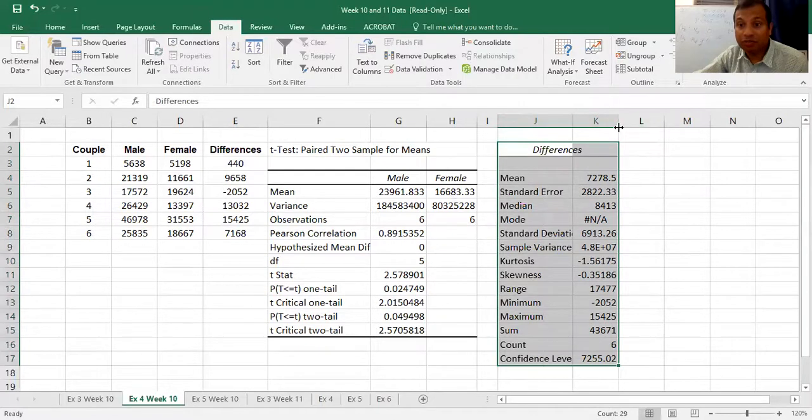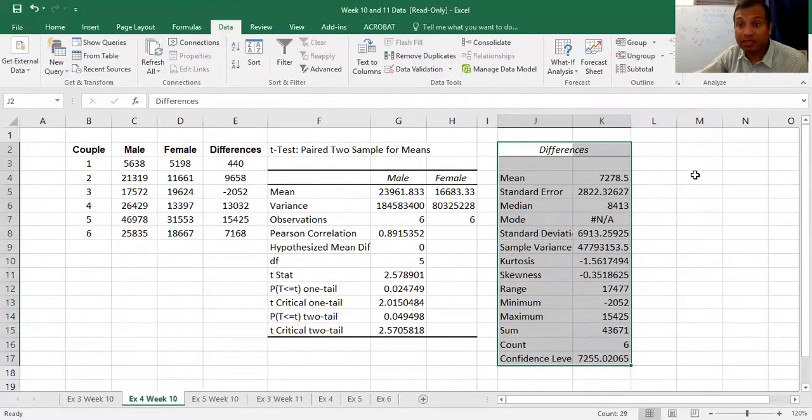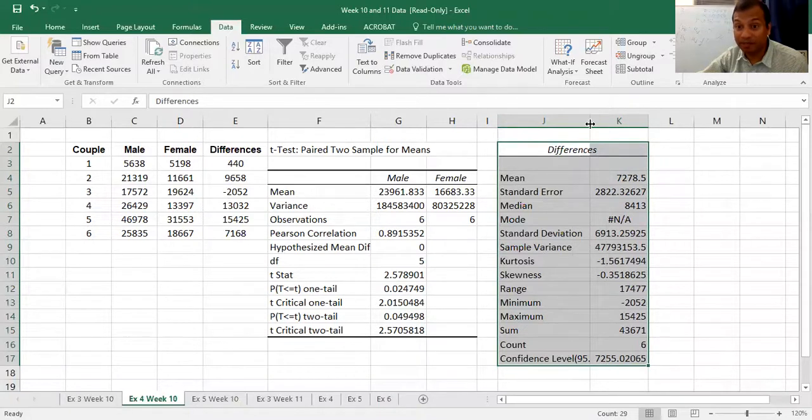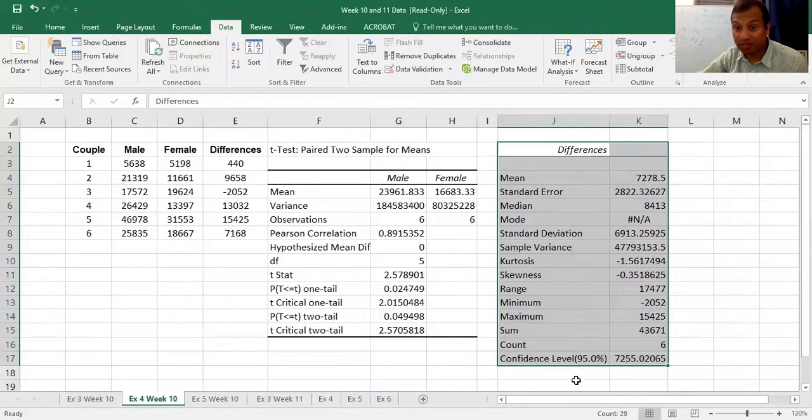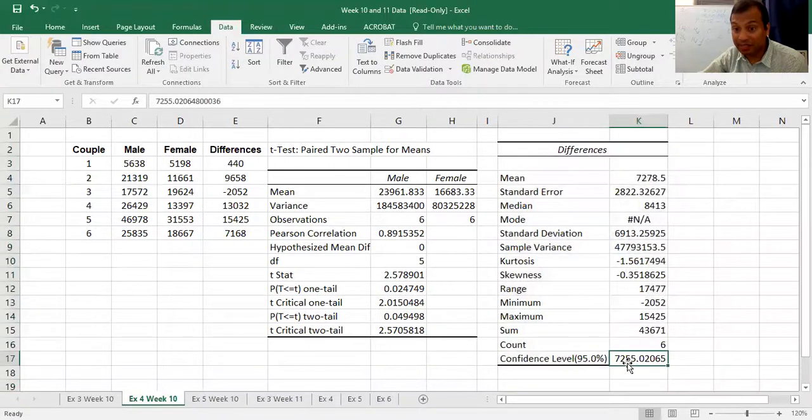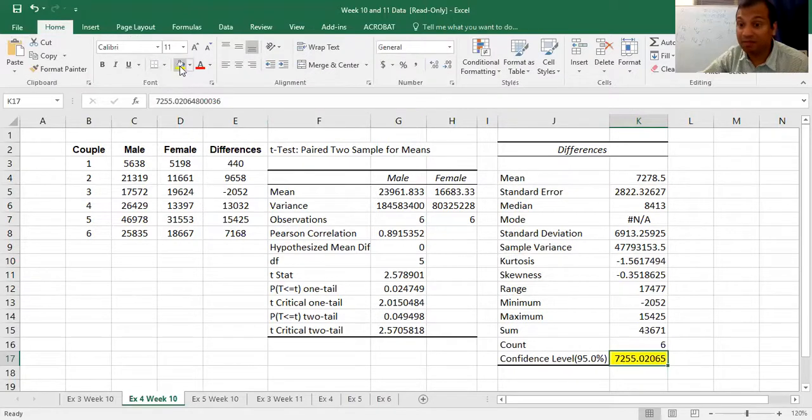So what came up in front of you? This is the descriptive statistics for the mean of differences. And you know that at the bottom is the margin of error. Are you able to see the margin of error? Yes, 72.77255. This value at the bottom is the margin of error. We have done this exercise before. I have highlighted it in yellow. And what is the mean? This is the mean value.